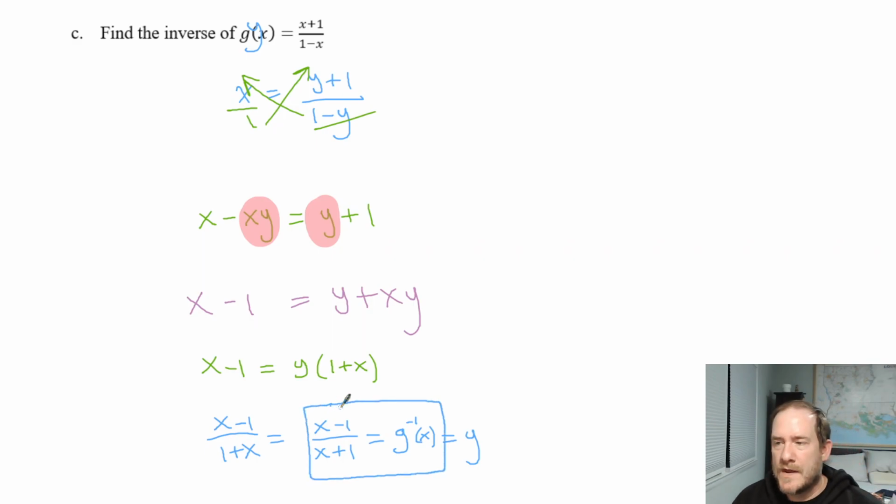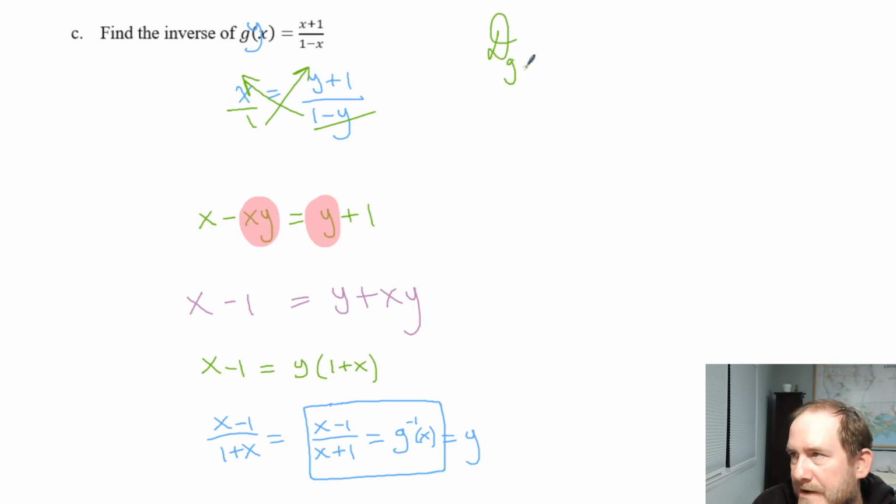So there it is. That's the inverse. Let's not forget that often when you find an inverse algebraically, there could be issues with the domain and range. There could be issues where the original function's domain does not perfectly map onto the new function's range or vice versa. So it wouldn't be the worst idea in the world to just double check that the domain of G and the range of G sort of properly map onto each other.